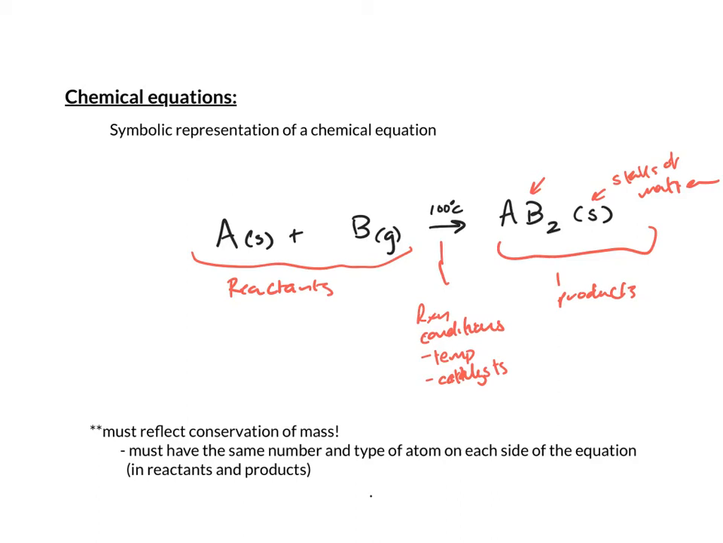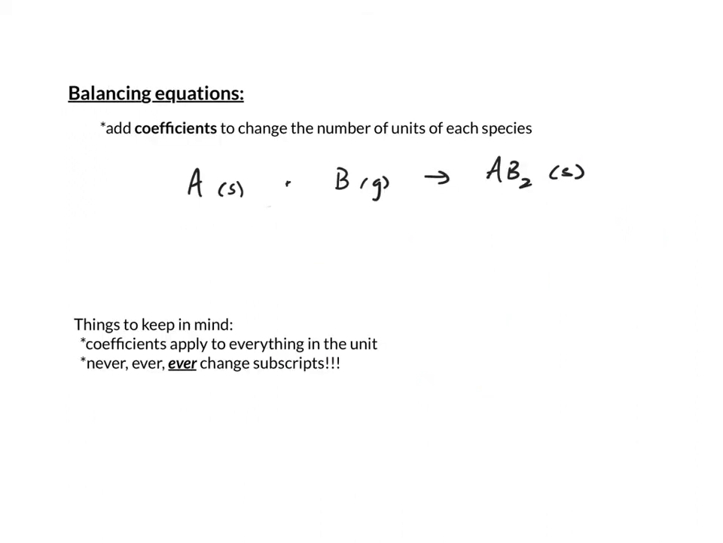So for example, in this reaction that I have up here, I have 1 A reacting with 1 B to produce a molecule or a unit that has 1 A and 2 B. So I have 2 B on the product side, only 1 on the reactant side. So to balance that, to make it account for mass, I need to put a 2 in front over here. So in terms of balancing equations, what we're going to do is add coefficients, or numbers, in front of the symbol to change the number of units of each species. Each species is just whatever it is that I'm reacting.